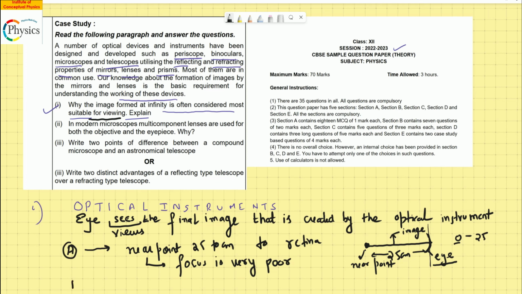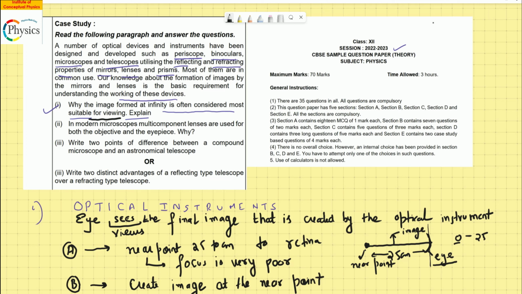The second situation can be, a lot of people believe this to be the correct way, that you create the image. When I say create the image, I mean you can use a microscope, a telescope to create the image at multiple places. Let's say the optical instruments you're using create the image at the near point, okay? A lot of people think this is a very nice place to be.